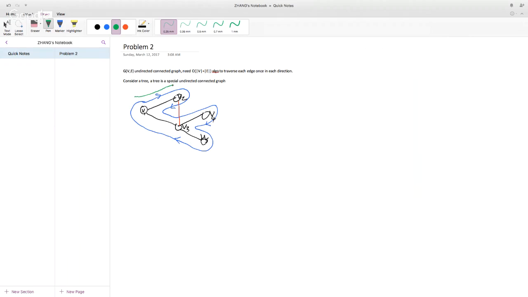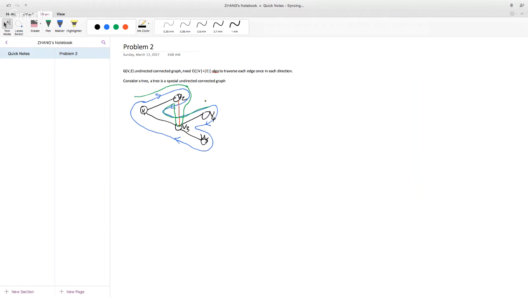The green one follows this blue path. When we go from V1 to V2, now we are at V2. And we notice that there's a red edge, and this red edge does not belong to the original tree. For this red edge, we can go from V2 to V3, and then immediately go back from V3 to V2. Now we are on the blue path again, and we can follow the blue path.